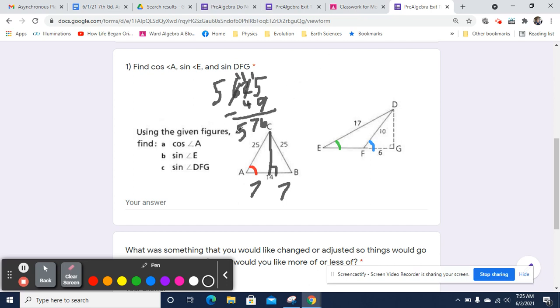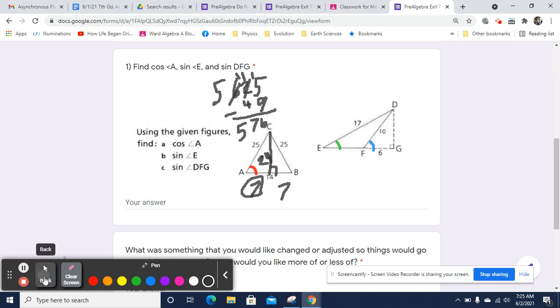Now, 576 is the square of 24. And you might remember the 7, 24, 25 triangle. Okay, so that's 24. So once we know that, we can find the cosine. Actually, we didn't need that to find the cosine. We just needed this side here. Okay, but I went ahead and found it anyway.